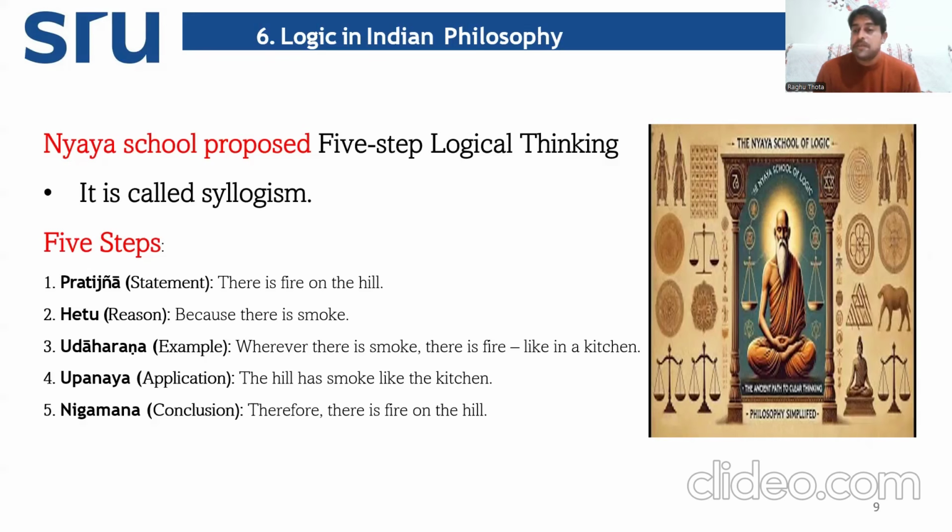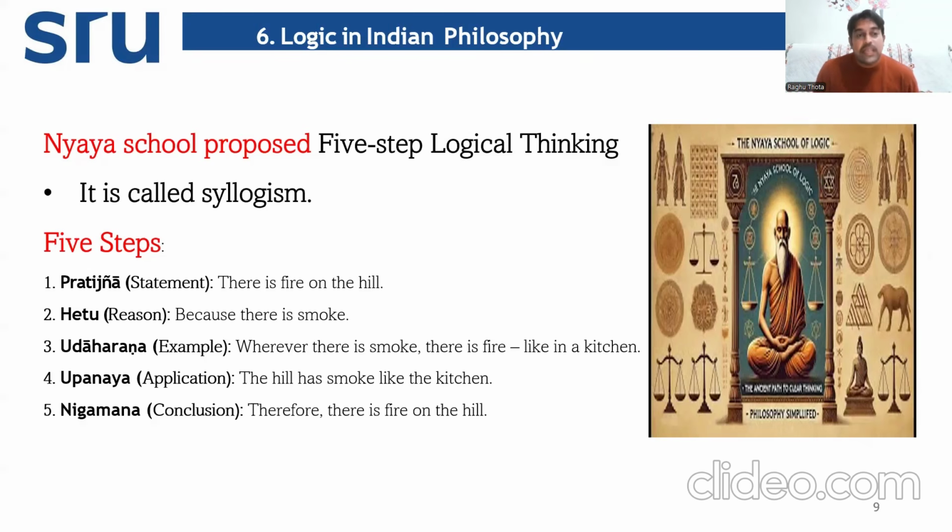Upanaya, which means application. How to apply that? The hill has smoke like the kitchen. I have already given an example: with my previous knowledge and observation, while I was doing some work in the kitchen, there is a fire, and because of the fire there is smoke. I am applying that example to the real-time situation. Just as in the kitchen there is fire, even on the hill there might be a fire because there is smoke. That is the way I'm applying it. And finally, Nigamana, conclusion: there is a fire on the hill.